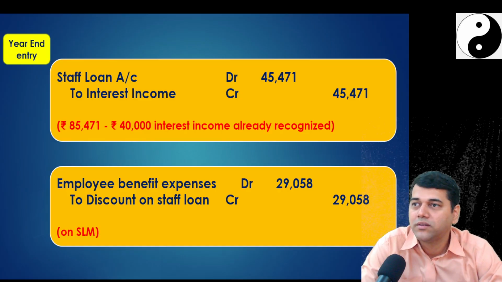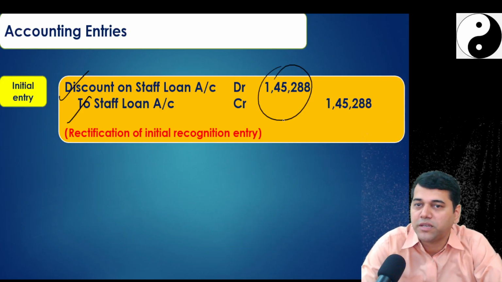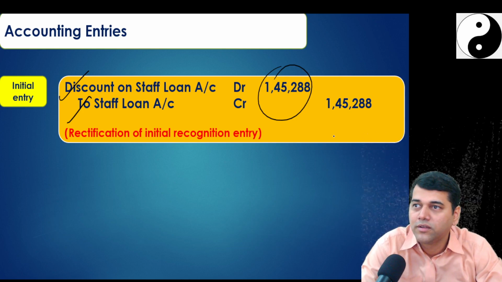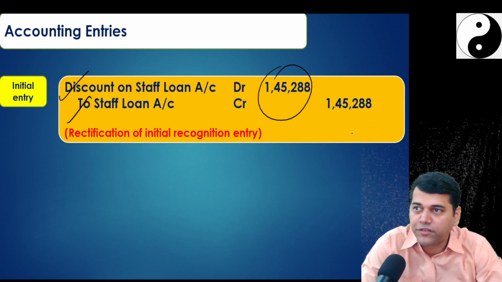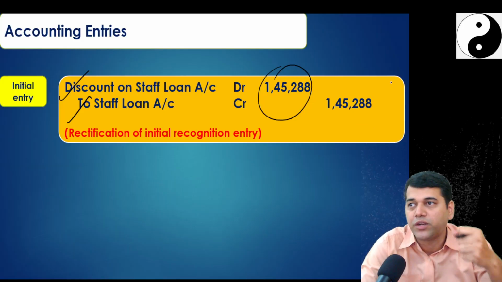Which one? That's the first entry we passed. No, there was a mistake, because 8,54,000 is possible only by rectification of this 1,45,000, removing that component.